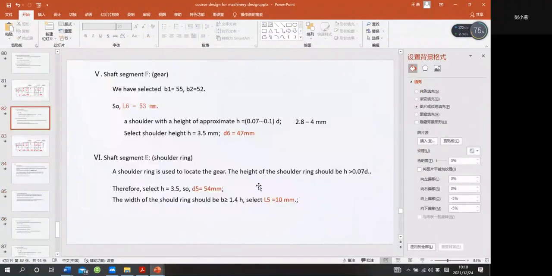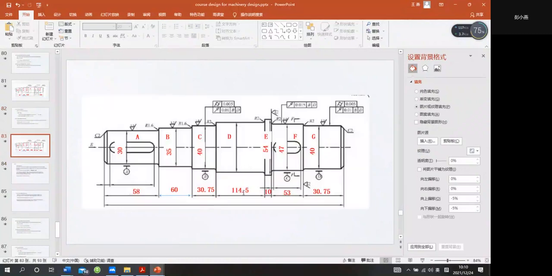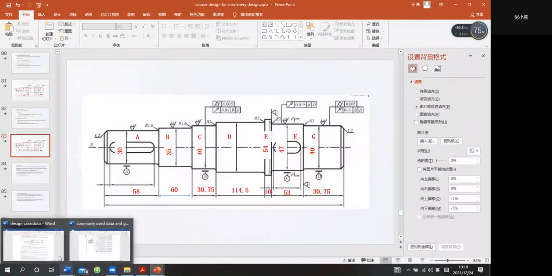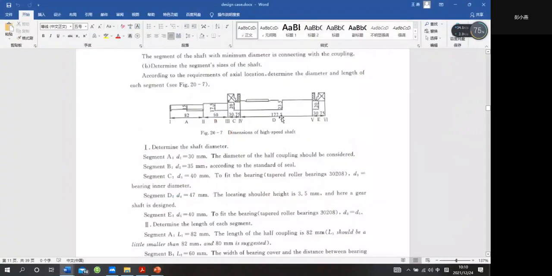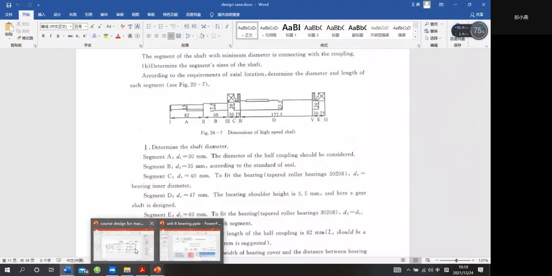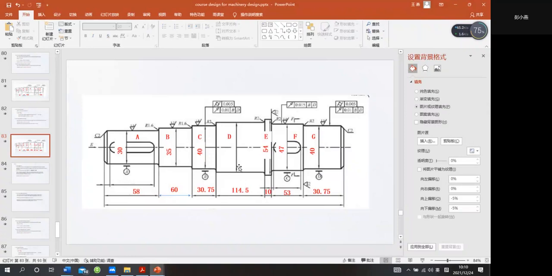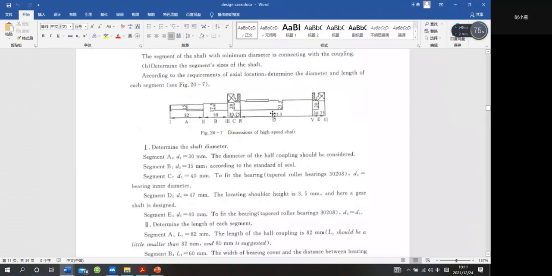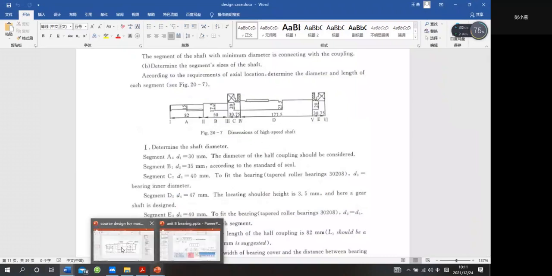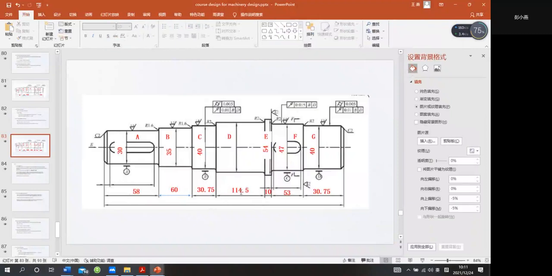And then we select the length according to the case, to the total length. The total length between the two bearings is the length of D plus E plus F. The total length is 177.5, and then we calculate the length of D, okay?